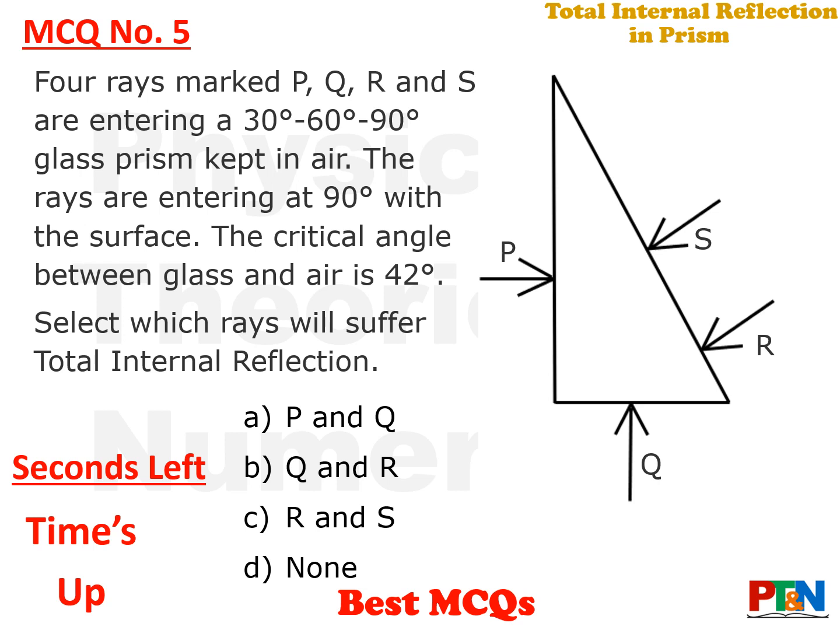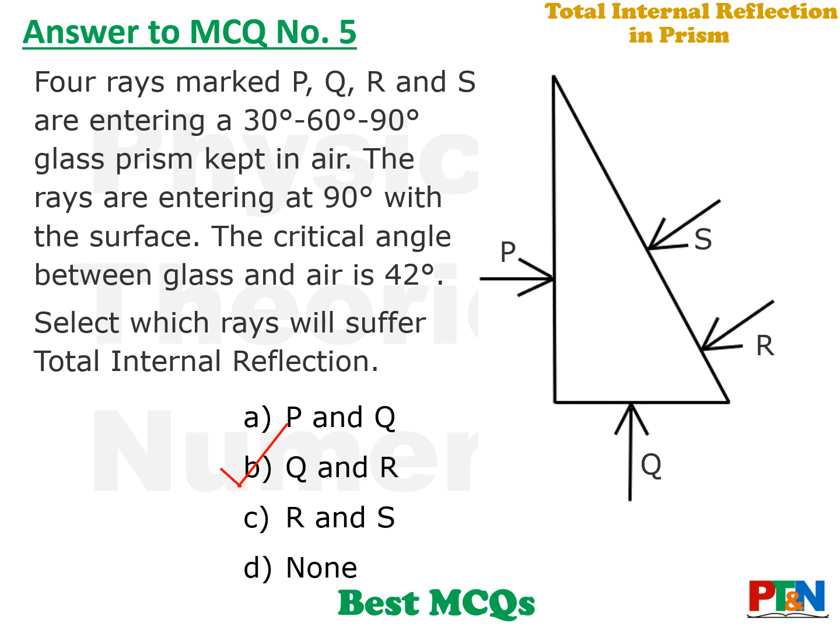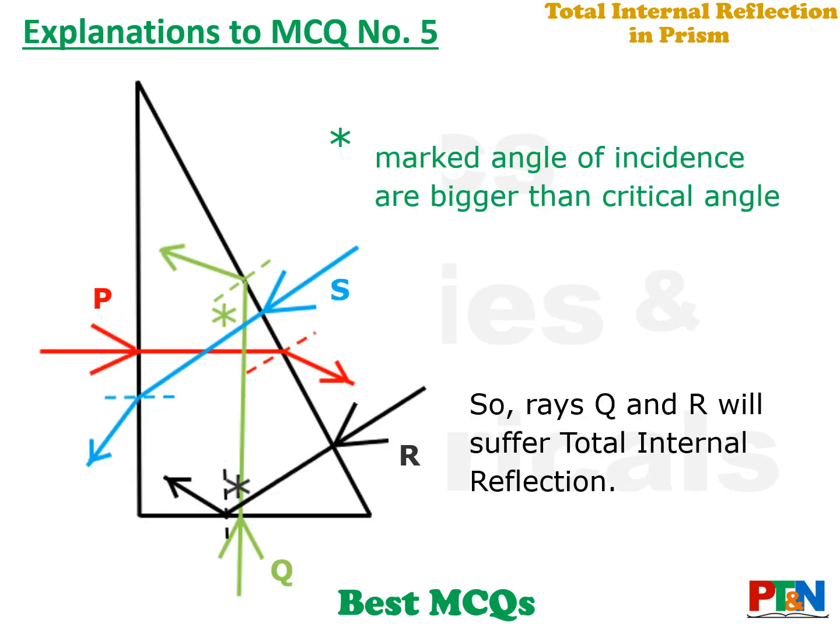Time's up. Let's see the answer. The answer is option B. That is, rays Q and R will have internal reflections on their way. Let's have a look at the ray diagrams also. See, the four rays are shown in four different colors. The first one, ray P, that is red color. So it is entering straight. Then on the hypotenuse surface, you do the geometry, the angle of incidence here is 30 degree, so no internal reflection.